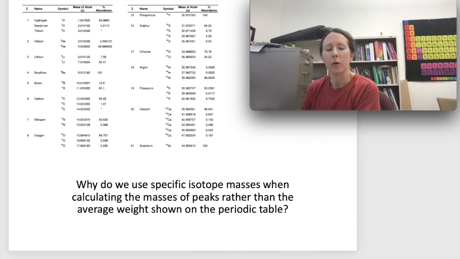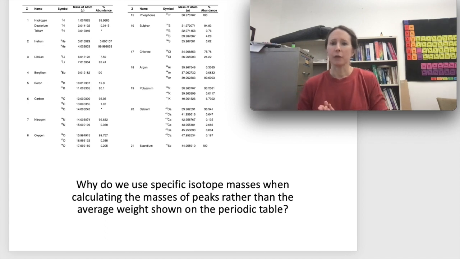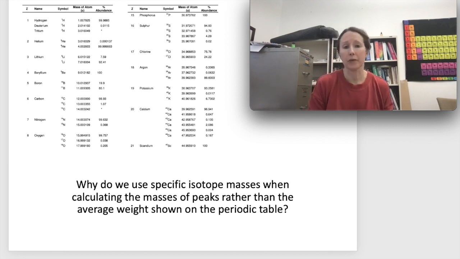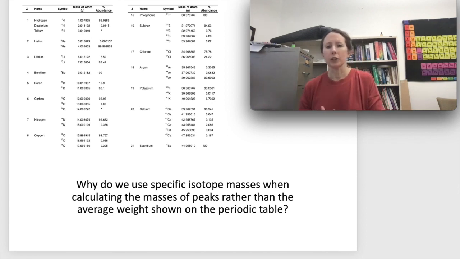Okay, so my question to you is, why do we use specific isotope masses when calculating the masses of peaks that we see in the mass spectrum rather than the average weight shown on the periodic table? And here you see a table of various isotopes. There's carbon 12, carbon 13, carbon 14. But when you are looking at masses in a mass spectrum, we're only going to use specific isotope masses to get to the mass of the peak. And why would that be?